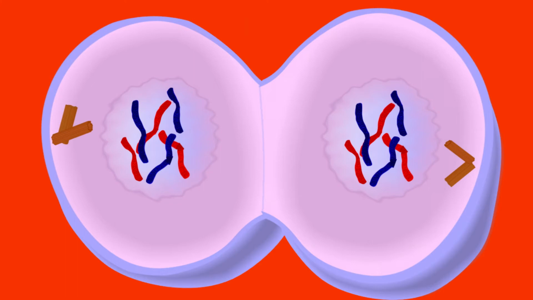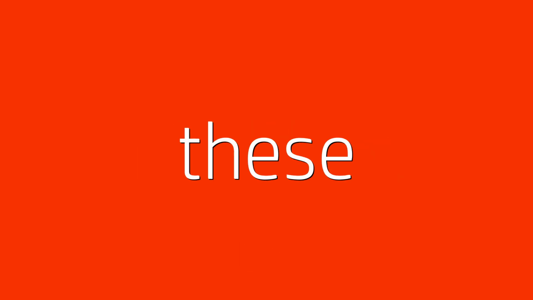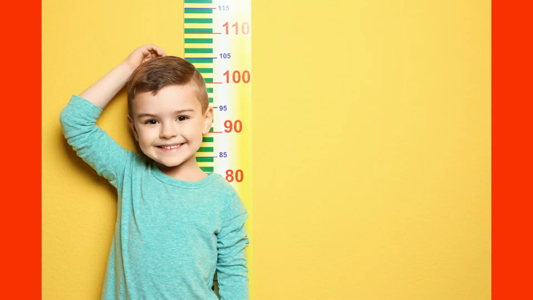Then there's cytokinesis. The cytoplasm is split, and the result is two identical cells. These identical cells are called diploids, by the way. These cells serve to replace damaged cells, and they are necessary for an organism's growth.